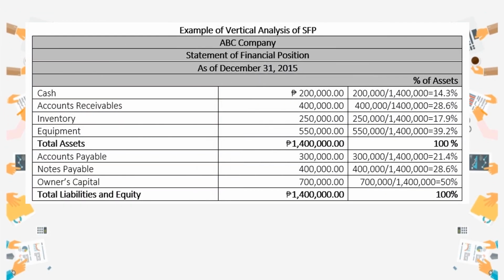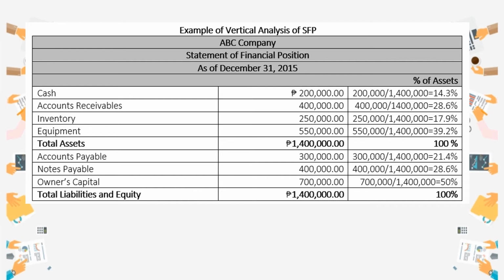Let us have an example of vertical analysis of SFP. The base here is the total assets, 1,400,000. So we will just divide every account balance by the total assets. We have 200,000 divided by 1,400,000, which is equivalent to 14.3%. So that is for the cash.